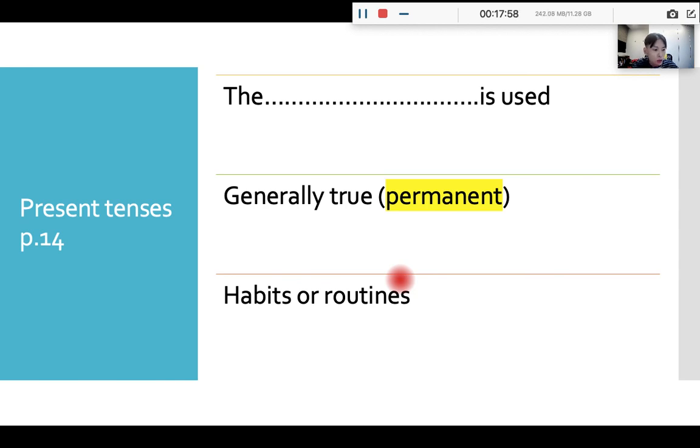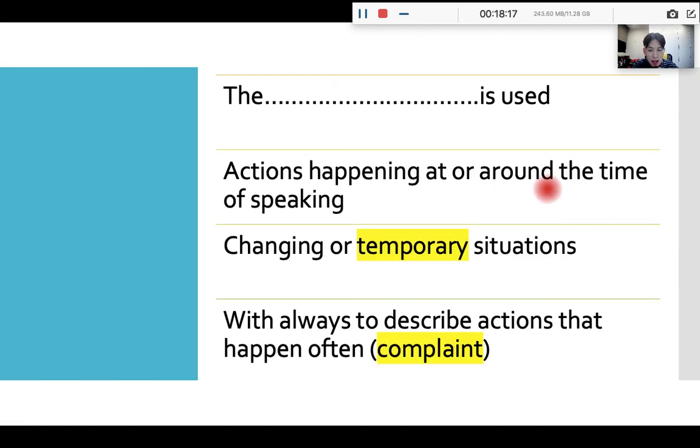So look at activity 2 on page 14. The first one, what is used for general truth, or to describe habits or routines? Of course, present simple. So here, please fill in present simple. And look at the usage here. Action happening at or around the time of speaking. Changing or temporary situations. The temporary situation might not be in your book. Yes, it is not in your book. You can add that in.